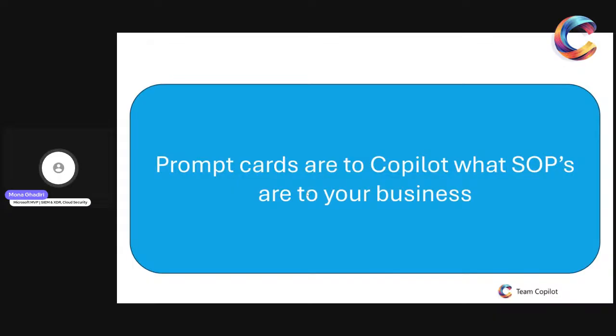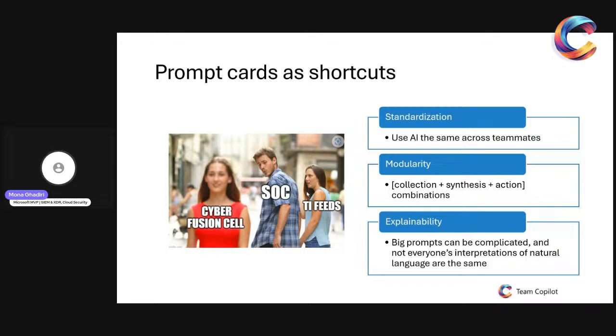So I know that this has been a little bit more academic, but I promise I have a point, right? So if you think about prompt cards as shortcuts, in my world, we have security operations centers, we have threat intelligence feeds, and then we have this idea that we're chasing of a cyber fusion cell, which is going to change the way that people do threat intelligence. I took this example because it's relevant for me, but you can use the same analogy across any other domain.